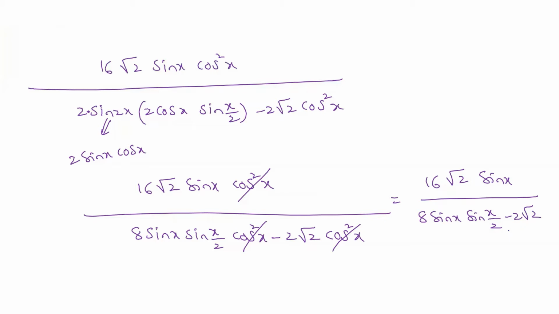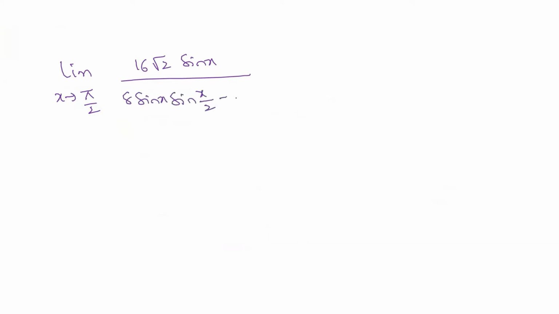Now let's apply the limit. The limit as x tends to pi by 2 of 16 root 2 sine x upon 8 sine x sine x by 2 minus 2 root 2. If you apply the limit here, that gives you 16 root 2 times 1, upon 8, and sine pi by 2 is equal to 1, and sine pi by 4 is equal to 1 upon root 2, minus 2 root 2 that we are going to get.